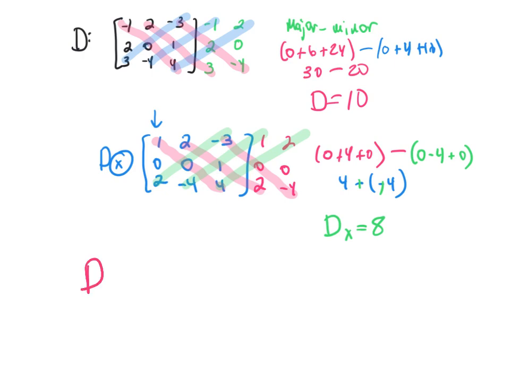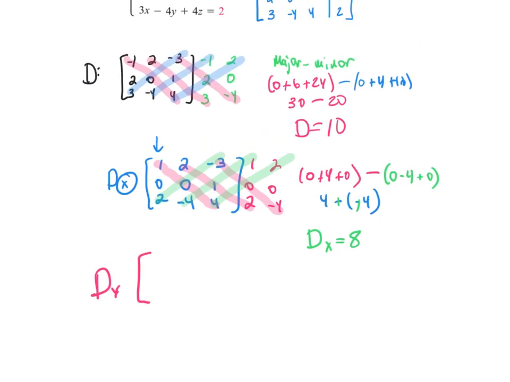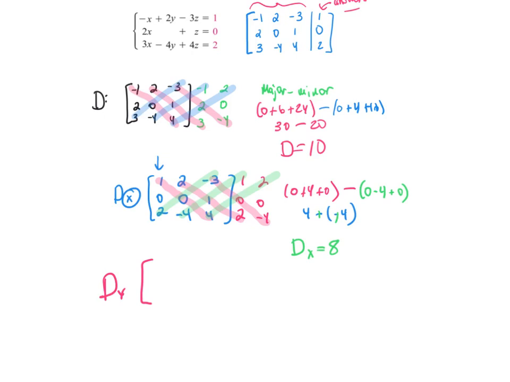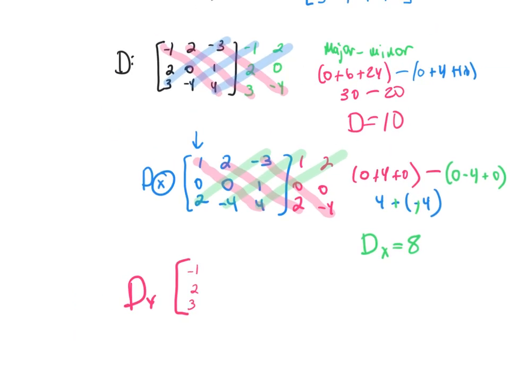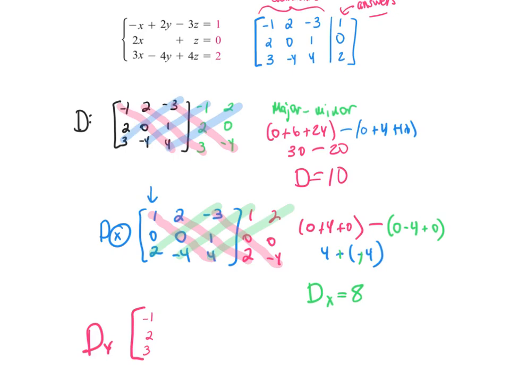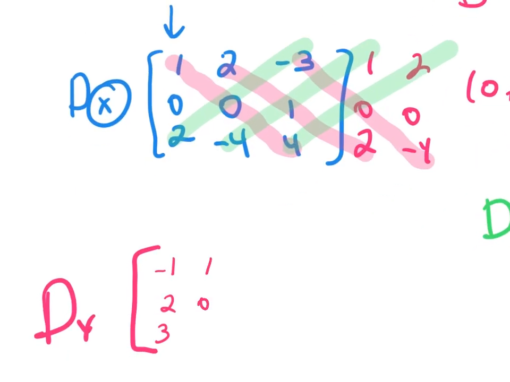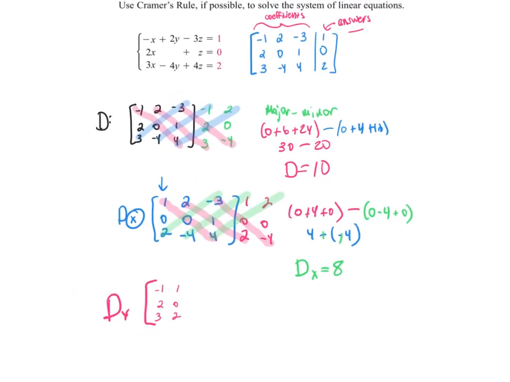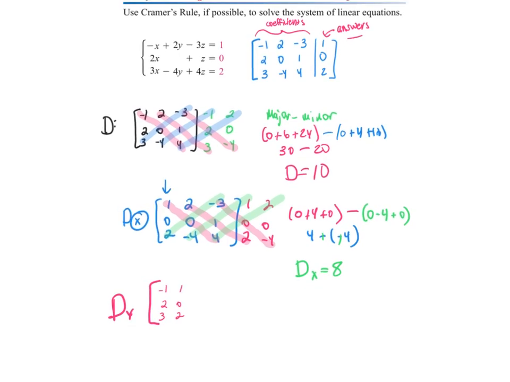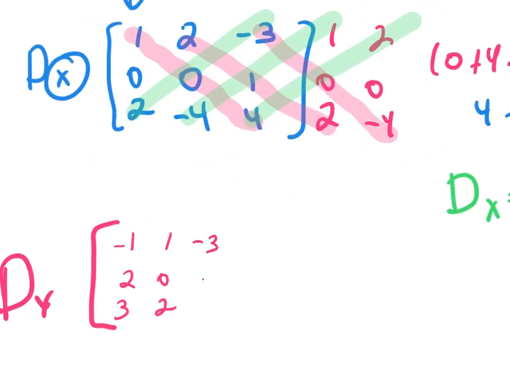So now we're going to find D sub y. So guys, look at your original matrix. I'm looking for y. So in the y column of my coefficients, what am I going to plug in instead? The answers. So I have negative 1, 2, 3. That's my x column. In the y column, I'm plugging in the answers. So it's 1, 0, 2. And then in the z or the last column, it's going to be what? Negative 3, 1, and 4.